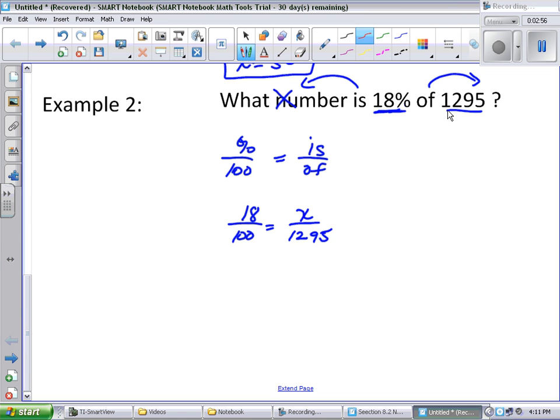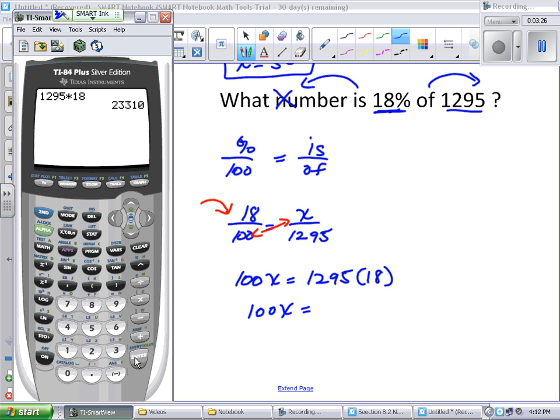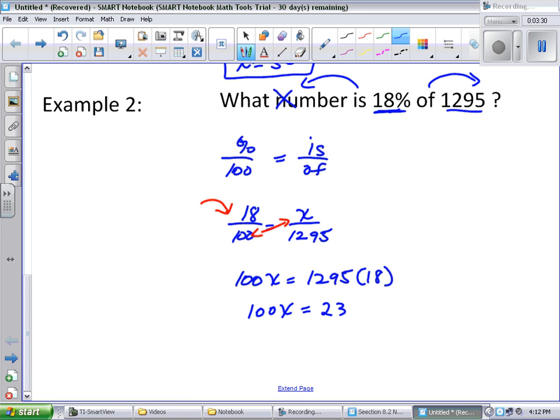So now I'm going to cross multiply. I could reduce this fraction first, but since I have a calculator and I have big numbers, I don't think I'll reduce it this time. Cross multiply, I'll have 100x is equal to 1295 times 18. So now I'll have 100x is equal to 1295 times 18, which turns out to be 23,310. And now when I divide both sides by 100, some of you may need to do this on the calculator, but I know that division by 100 moves the decimal 2 times to the left, so this is going to be 233.1.